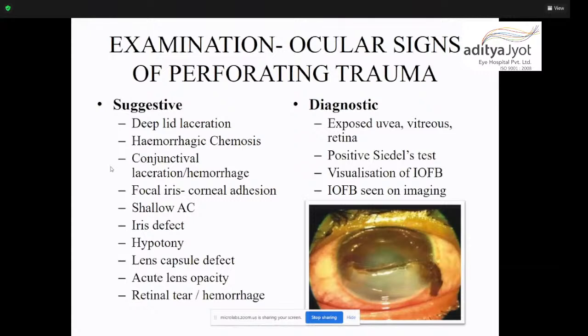Okay, and then you can have sometimes peaking of the pupil where you have focal iridocorneal adhesion, a shallow anterior chamber, hypotony. All of these are pointers to an ocular trauma, which can be very subtle and which can be missed. Okay.